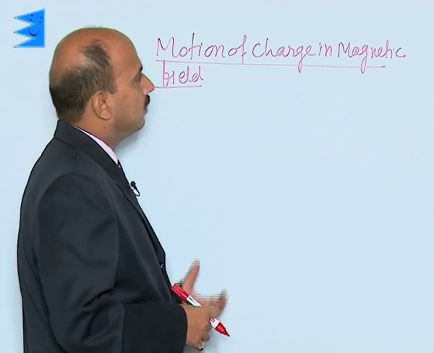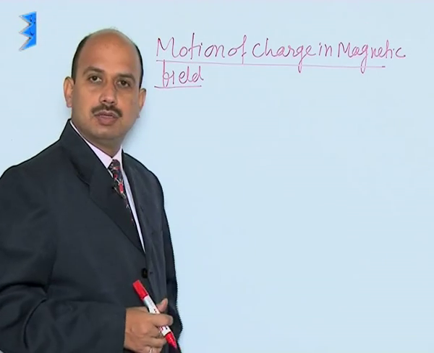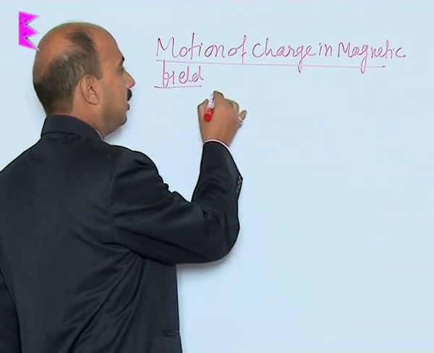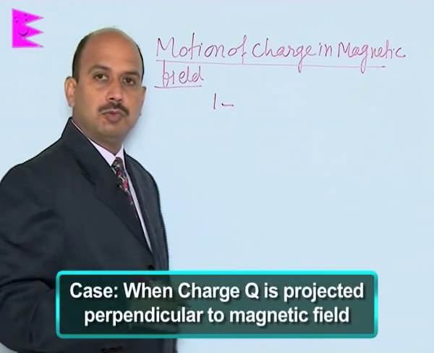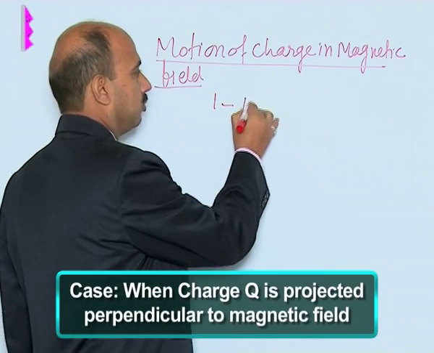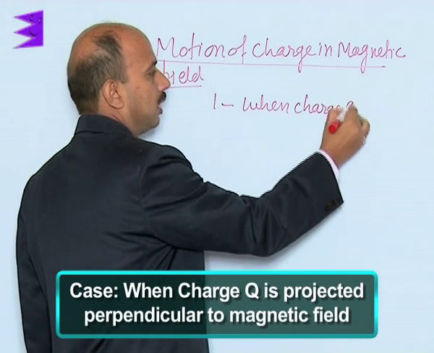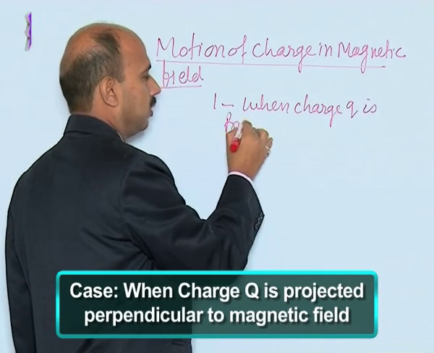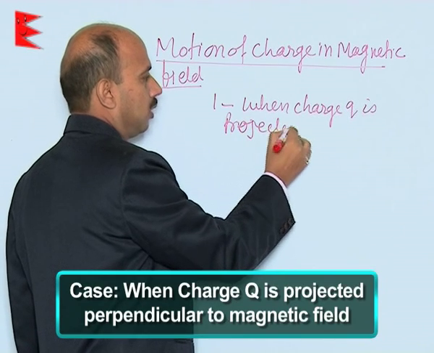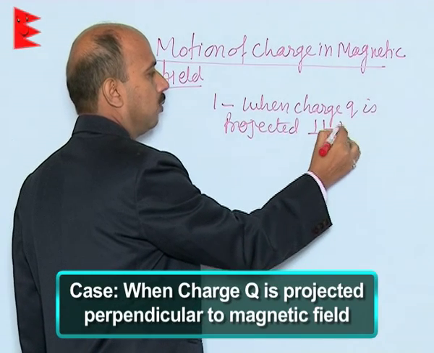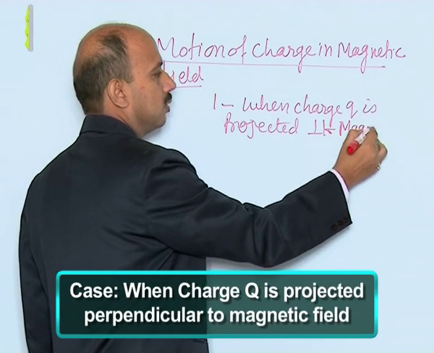See here now, motion of a charge in magnetic field. Suppose you have taken here when the charged particle is projected perpendicular to magnetic field. So, here we can write when charge q is projected perpendicular to magnetic field.